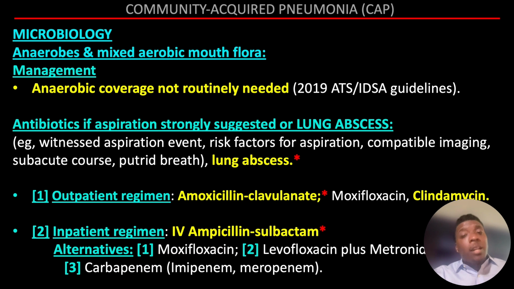Now, we don't routinely cover for anaerobic infections in general, but if you have a high suspicion of anaerobic infection or if they have a lung abscess, then you want to use something that's going to give anaerobic coverage. So for outpatients, we commonly would use amoxicillin-clavulanic acid because it has great gram-positive, gram-negative, and anaerobic coverage. If you need IV coverage, we can use IV ampicillin-sulbactam for the same exact reason. It's great for gram-positive, gram-negative, and anaerobic coverage. If you don't use that, you can use moxifloxacin, for example, or you can add metronidazole or clindamycin for its anaerobic coverage for those infections.